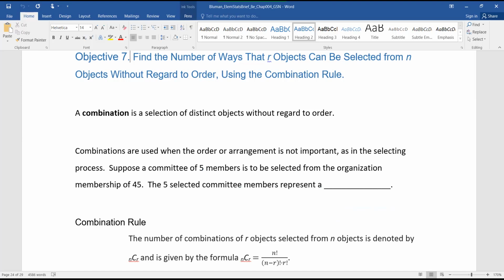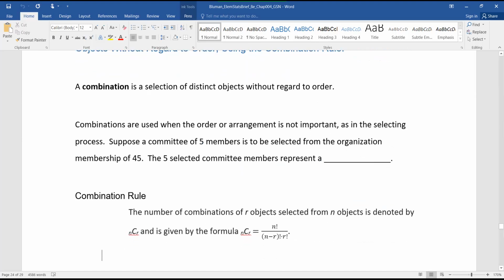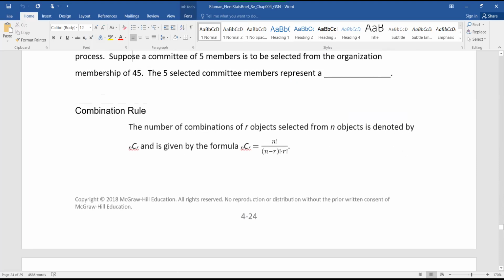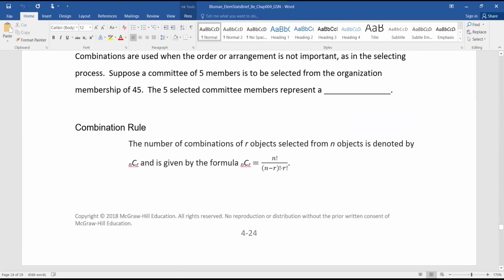All right, so a combination is a selection of distinct options without regard to order. Combinations are used when the order or arrangement is not important, as in a selecting process. Suppose a committee of 5 members can be selected from an organization membership of 45. These 5 selected members represent what we call a combination.